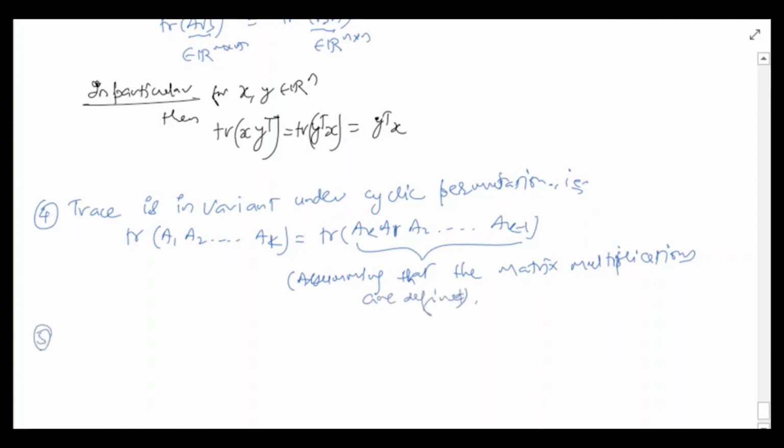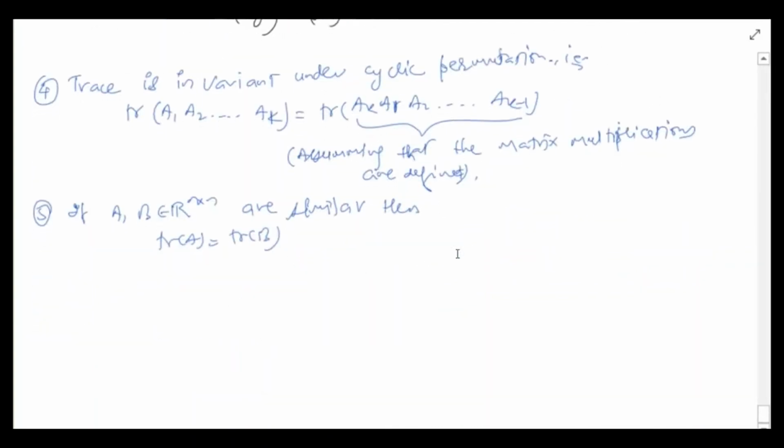The next property is in regard to similar matrices. It says that similar matrices have the same trace. So if A, B, both n cross n, are similar, then trace of A will be the same as trace of B. Okay. This was all about trace.